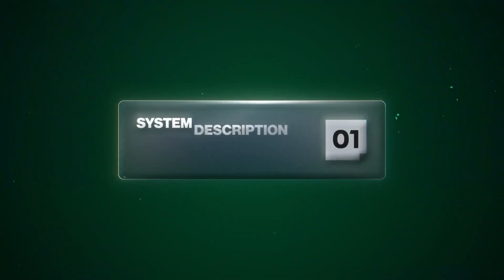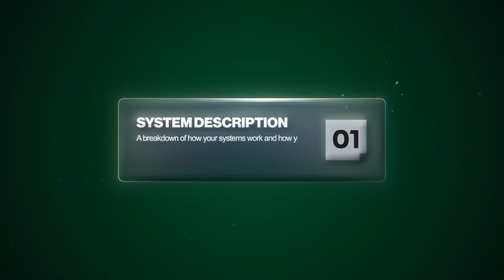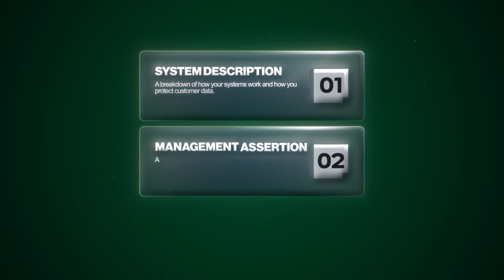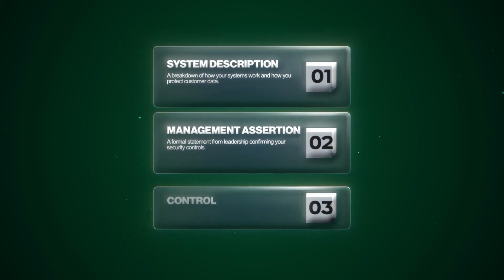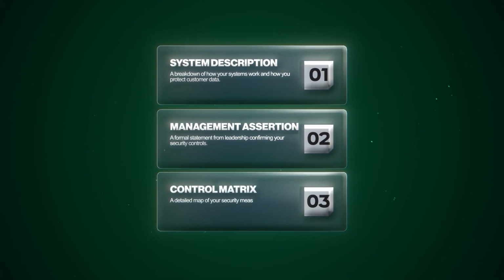When it comes to SOC 2 compliance, there are 3 critical documents that every company needs to have in place. These aren't just paperwork for the sake of paperwork. They're the backbone of your audit, the proof that your security measures exist, and the first thing an auditor will look at. First is your system description, which is a breakdown of how your systems work and how you protect customer data. Next is a management assertion, which is a formal statement from leadership confirming your security controls. And lastly is a control matrix, which is a detailed map of your security measures and how they align with SOC 2 requirements. If you don't have these, you're not ready for an audit.